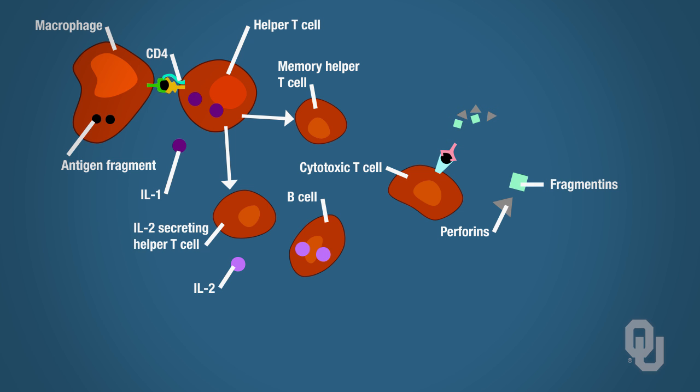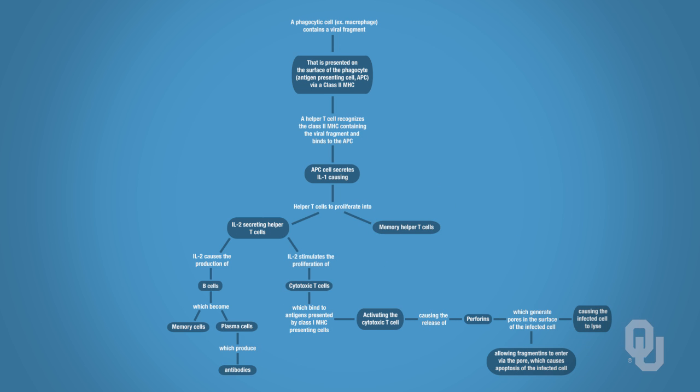Now, cytotoxic T cells can then go on and kill other cells as well. So their job is not done once they've caused the death of this cell. So again, here's a nice little flowchart that puts all of this information together for you.